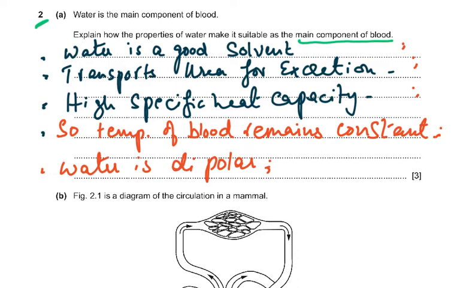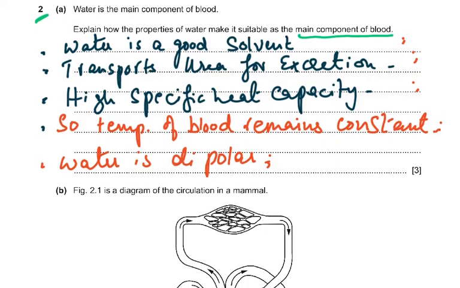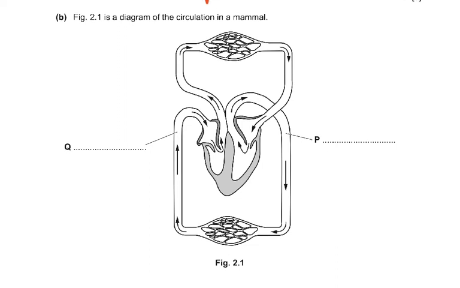So water is a good solvent, transports urea for excretion, high specific heat capacity, or if you gave me a description of that, the amount of heat must be added to 1 unit of the mass or 1 gram of water to increase the temperature by 1 degree Celsius. So that is important. So the temperature of the blood remains constant, temperature of the blood remains constant, not body. Or you can say heat is dispersed throughout the body. And water is dipolar.